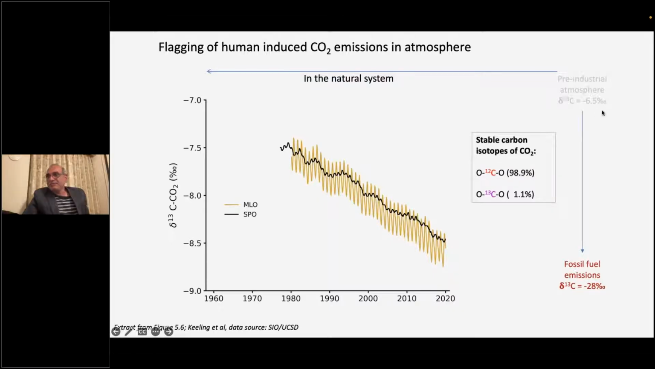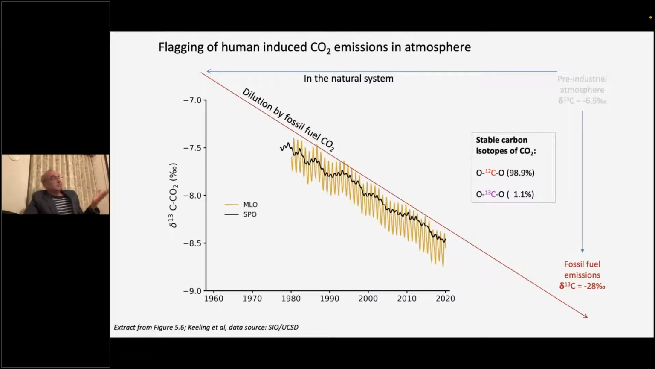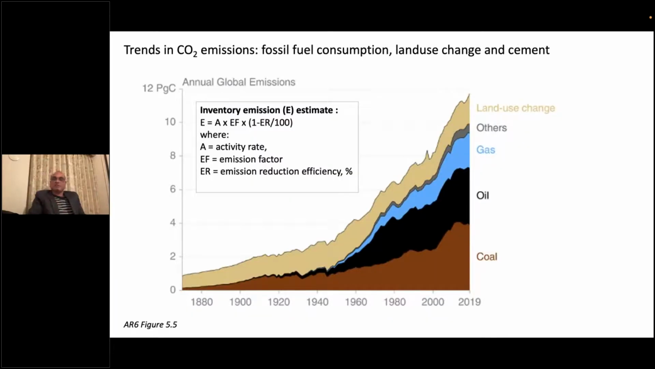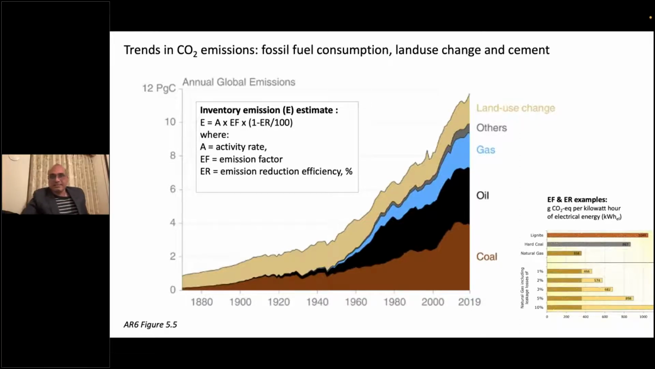So if you're mixing the air from fossil fuel consumption with the pre-industrial air of minus 6.5, it has to go down, as we have been emitting more and more fossil fuel. This is also a kind of emission estimation for us. It can give us an estimation, but we have much better knowledge of what is going on from the industries. For example, we have been burning coal, oil, and gas, and other ways of getting energy resources.